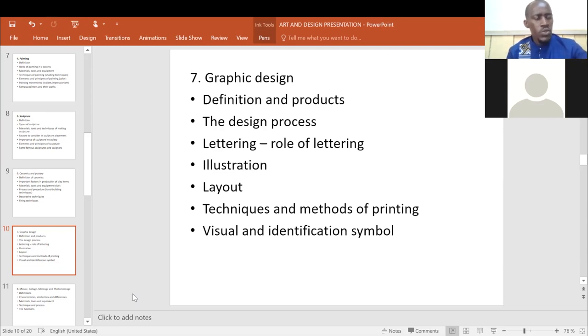Then another subtopic that we need to talk about as far as graphic design is concerned is the visual and identification symbols. The candidate must be able to understand what visual symbols are. When you talk about visual symbols, we talk about the road signs. We can also talk about identification symbols. The identification symbols include the emblems, logos, trademarks, talk about badges, and so on and so forth. So those are some of the details that the candidate must pay attention to as far as graphic design is concerned.